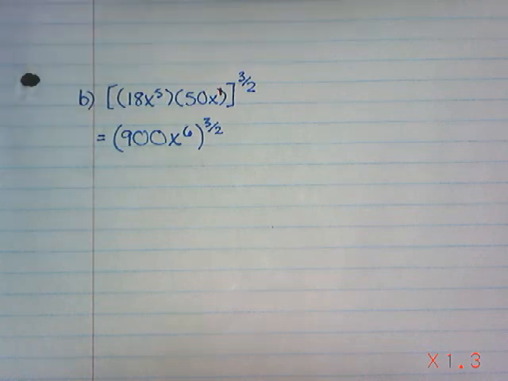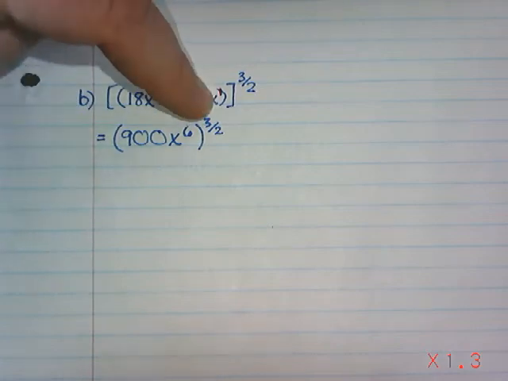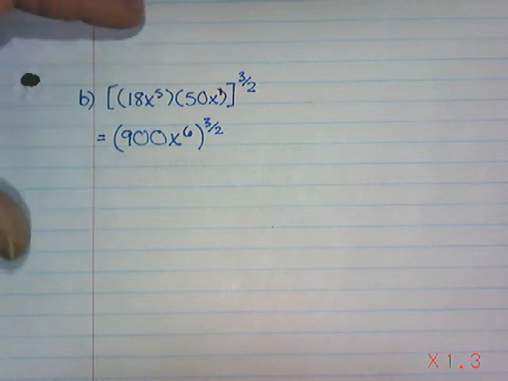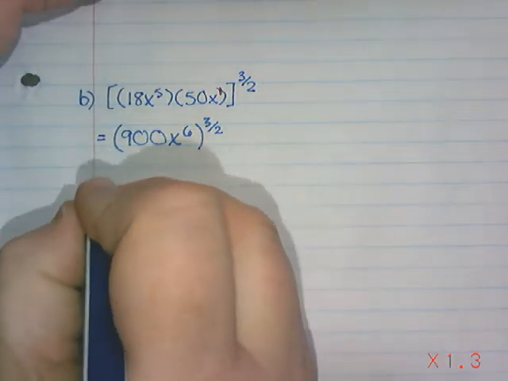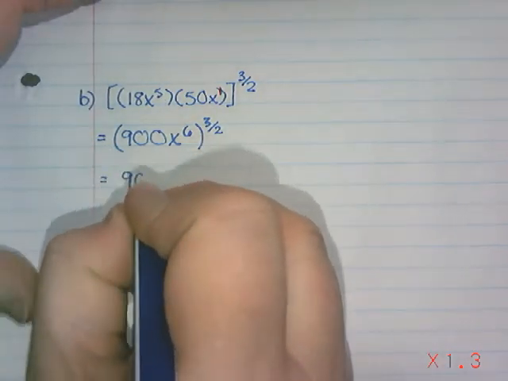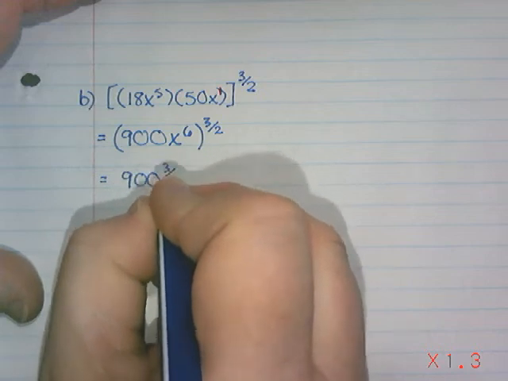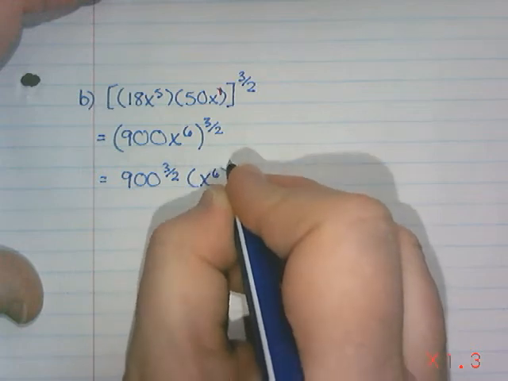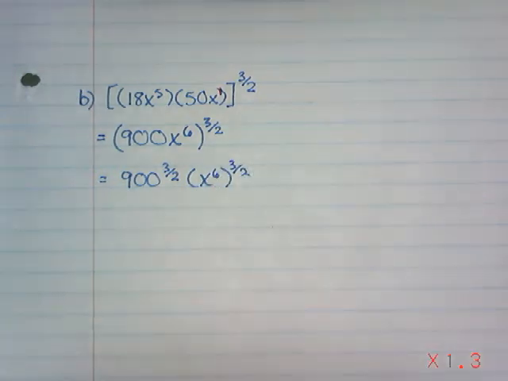So now I'm going to move down the list in order of operations and try exponents. That 3 over 2 belongs to both the 900 and the x to the power of 6. So this is going to become 900 to the power of 3 over 2 times x to the 6 to the power of 3 over 2.